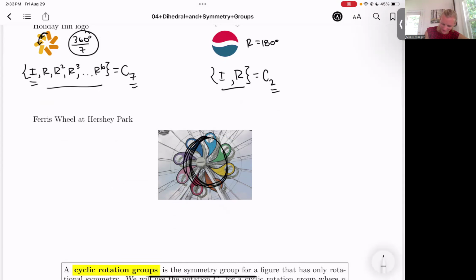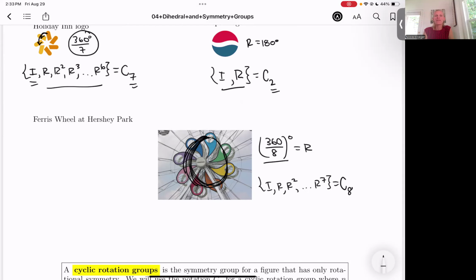So we're, in this case, rotating by 360 over 8 degrees each time. That's a single rotation. So the elements here would be do nothing, rotate by this amount once, rotate by that amount twice, and up to rotating by that amount 7 times. We have 8 possible rotations here, no reflections, so not a dihedral group again. We're going to call this C8.